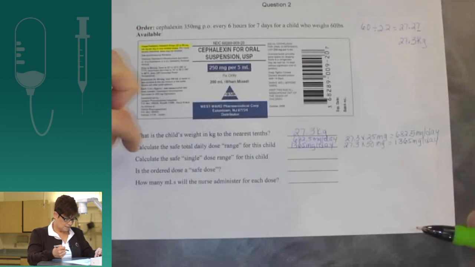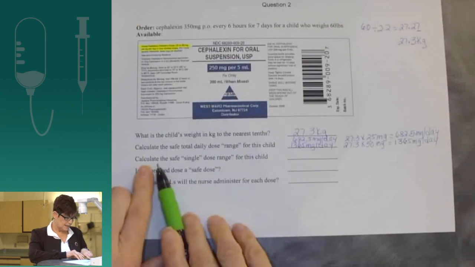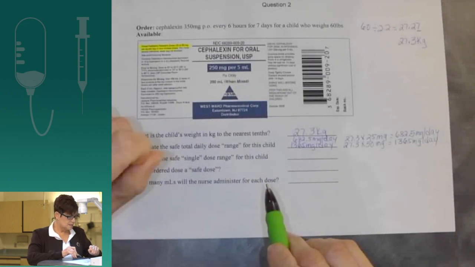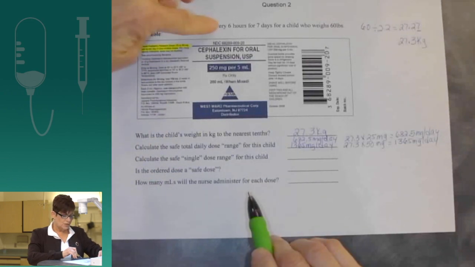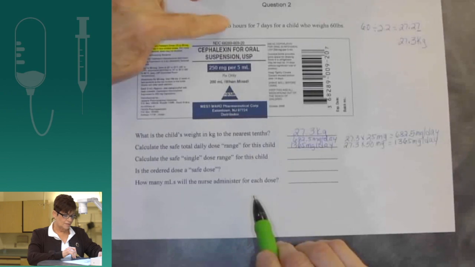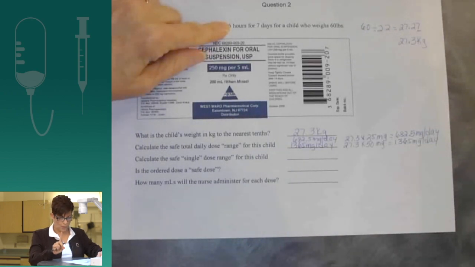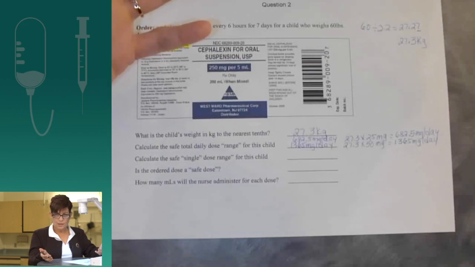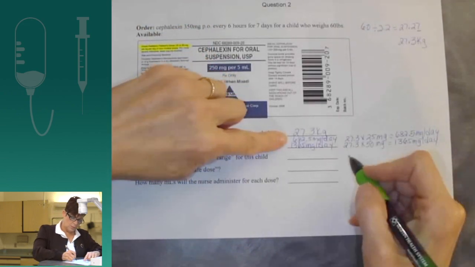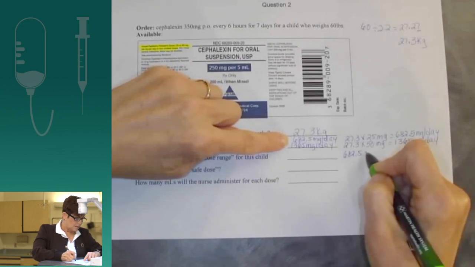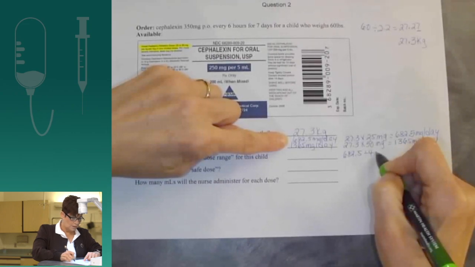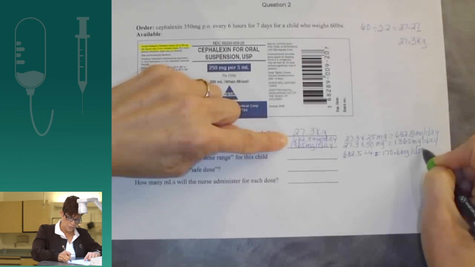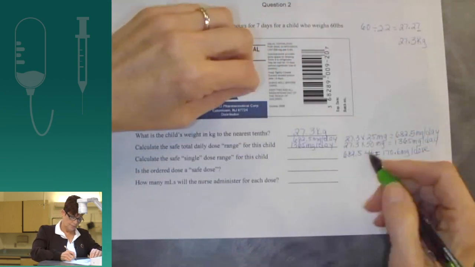So now, the next calculation we're going to do, now it's saying to calculate the safe single dose range for this child. Because this patient is going to get this dosage every 6 hours, we need to know how much this patient's going to get in one single dose. Because it says every 6 hours, and it's 24 hours in a day, we're going to divide the 682.5 by 4, which gives us 170.6 milligrams per dose. Again, for the lower range.